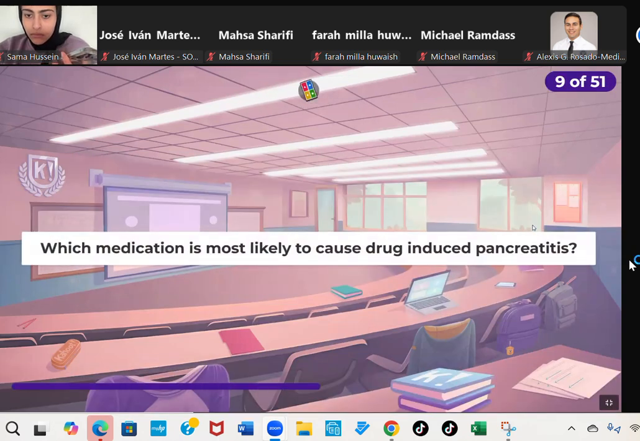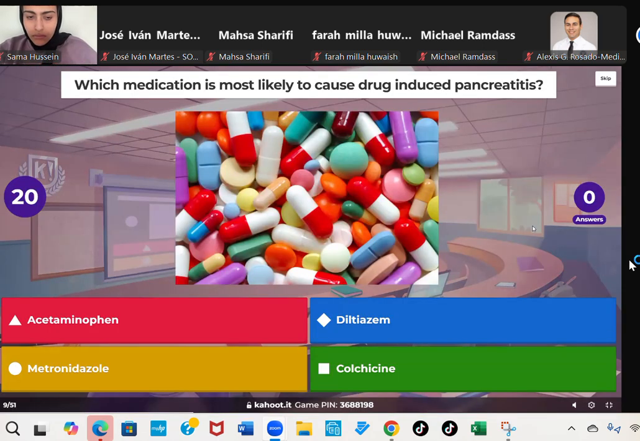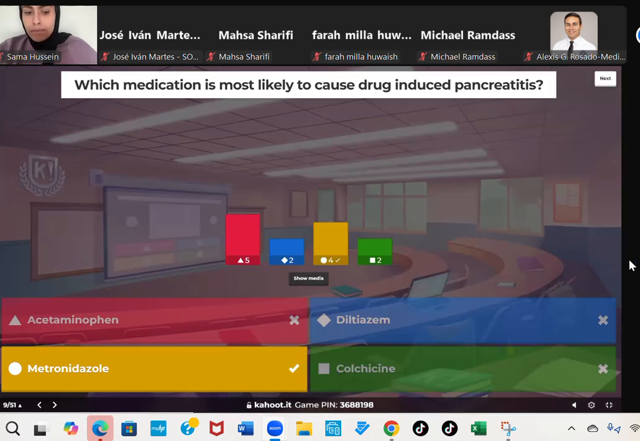Right. Which medication is most likely to cause drug-induced pancreatitis? Acetaminophen, diltiazem, metronidazole, colchicine. Ooh, okay. So acetaminophen is likely to cause which type of drug-induced disease? Liver. All right. Diltiazem. What's the issue with diltiazem?